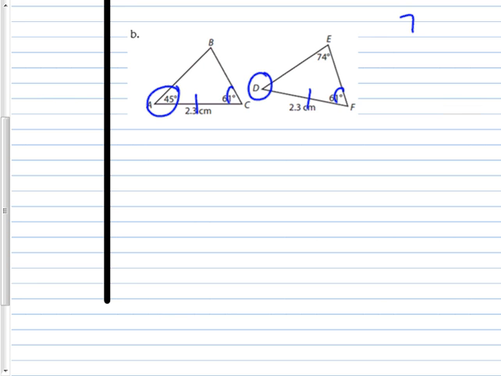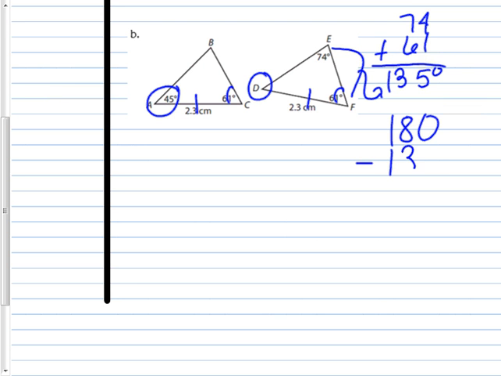So 74 degrees plus 61 degrees is 135. So we know that these two angles together are 135 degrees. Well, in a triangle, we have 180 degrees. So 180 minus 135 is 45. So by doing a little bit of math, I've learned that that angle has to be 45 degrees. So now I can actually say, wait a minute, this one's 45, this one's 45.